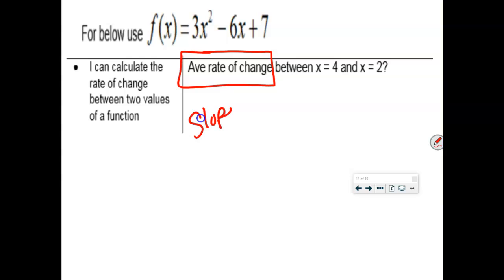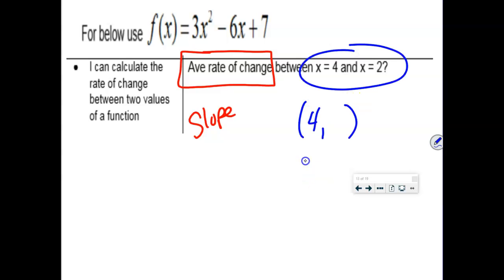Slope. So if I want the average rate of change between x equals 4 and x equals 2, you've got to find the ordered pairs. So you go find your 2 ordered pairs. Yes, you will have to plug it in. So you find the y values that are associated with that, and then you go find slope. So it's a couple of evaluations combined with the slope formula.